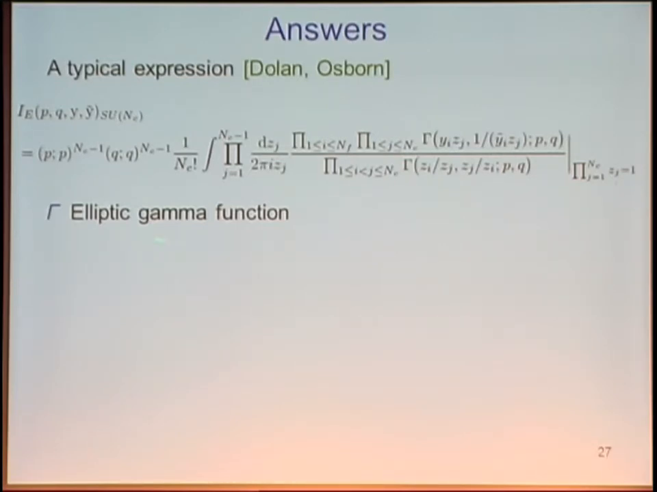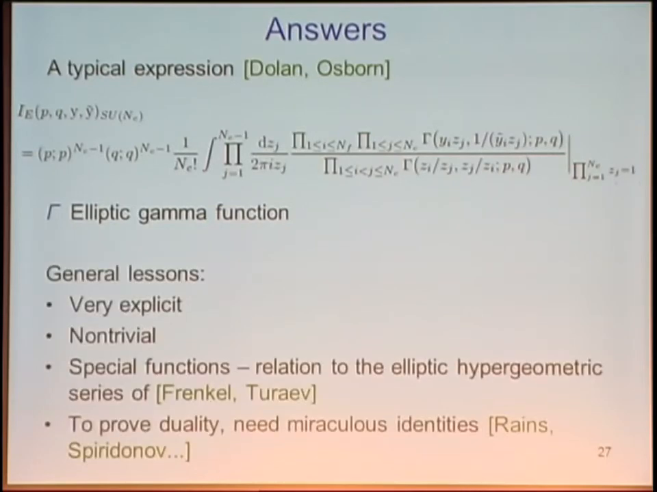And this gamma is an elliptic gamma function. Let me make some comments about that. Various lessons. First of all, this is an explicit formula. Take the whole functional integral and we get a very explicit formula. Second, the answer is non-trivial. Nobody's going to say that this is trivial. And it uses special functions. In fact, these are special functions which are really newcomers to the set of special functions. These are special functions called elliptic hypergeometric series, studied by Frenkel and Turaev. This is really state-of-the-art mathematics.